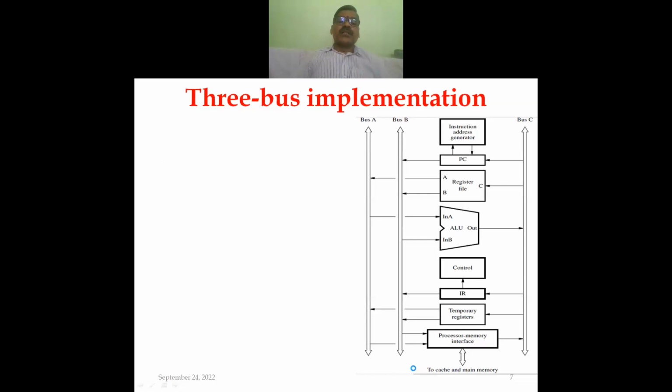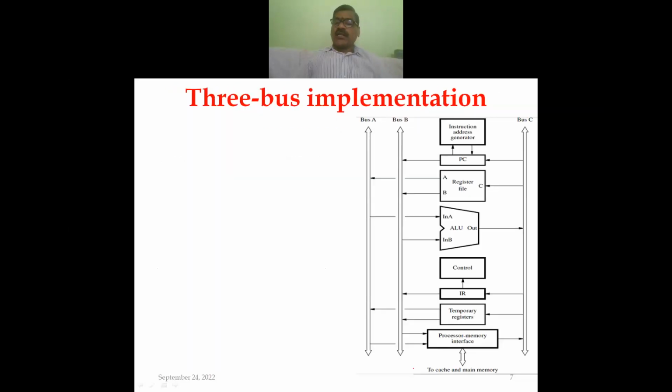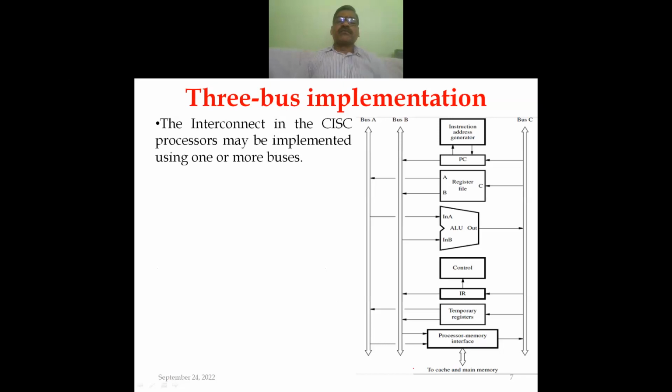Fine. Now, in order to implement this interconnect, the interconnect block is implemented in a CISC processor using a 3-bus implementation. This is bus A, this is bus B, and this is bus C. So we are using a multi-bus architecture, which we call a 3-bus architecture here, for implementation of the CISC processor. The interconnect in the CISC processor may be implemented using one or more buses.